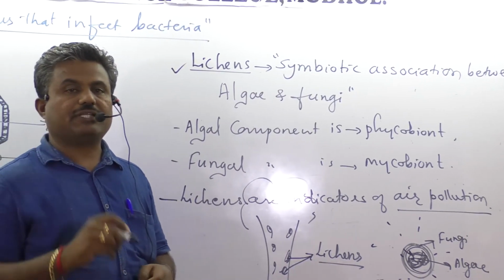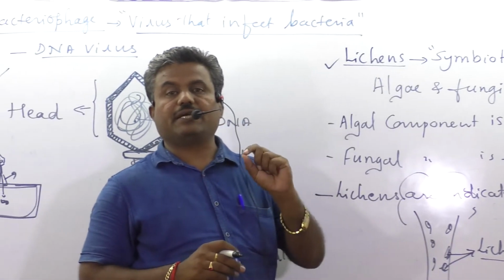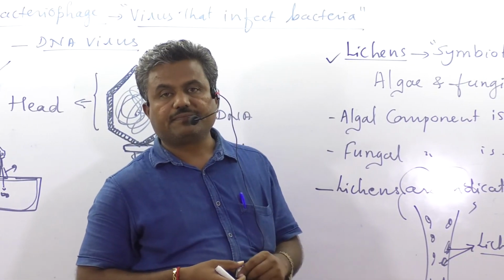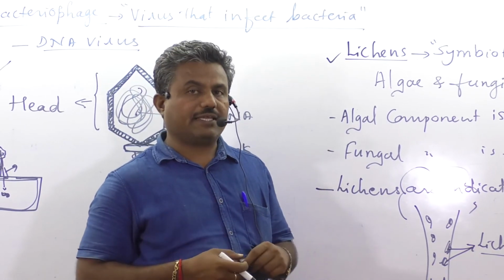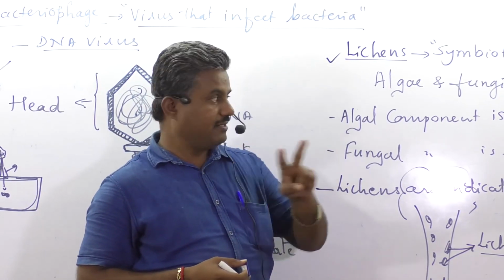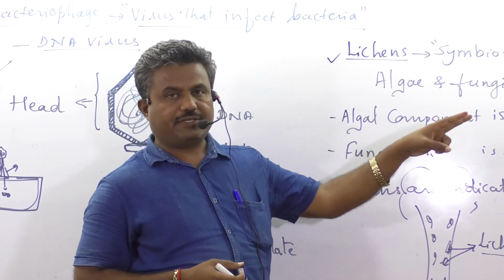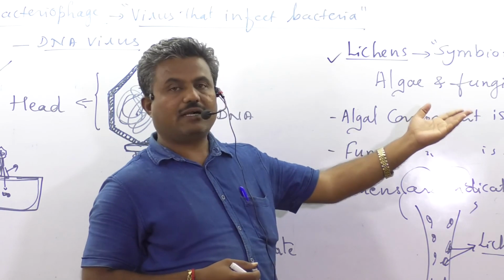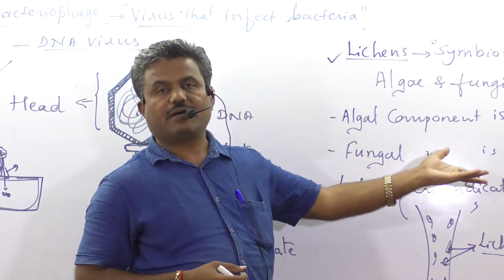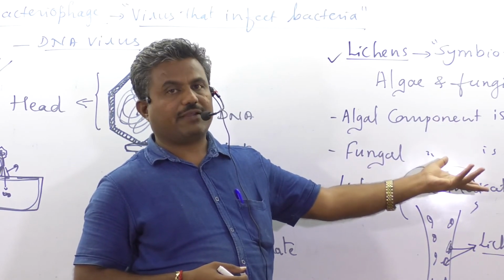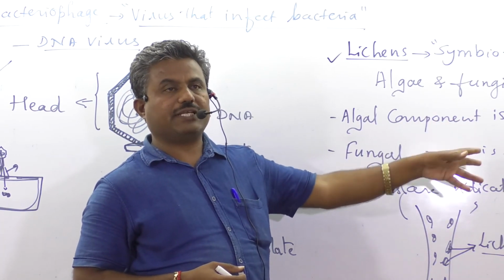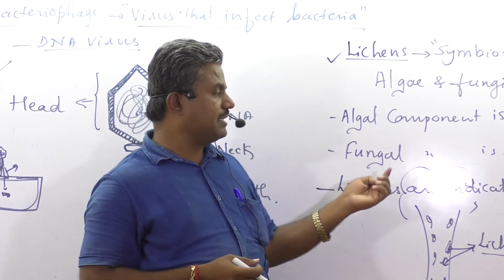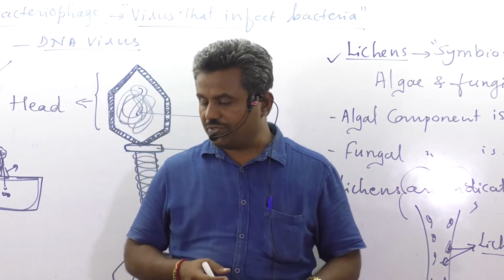So in the examination they can ask, name the indicators of air pollution. Answer is lichens. Name the components of lichen. 2 components for 2 marks. One is phycobiont, another one mycobiont. Phyco means algae, myco means fungi. When algae and fungi combine, we get lichens. Okay, so these are the indicators of air pollution.